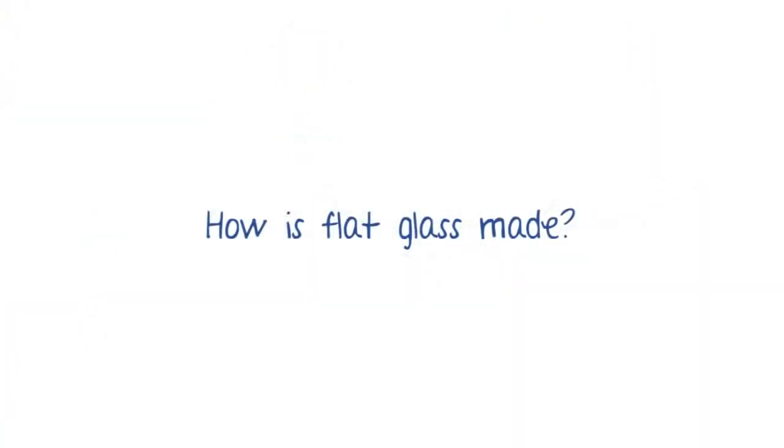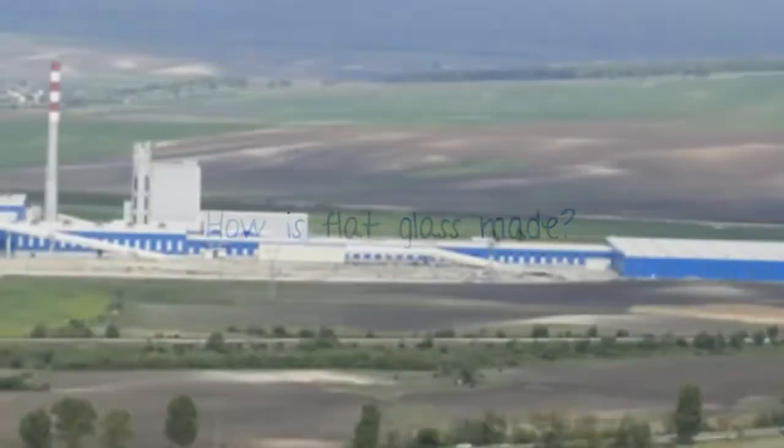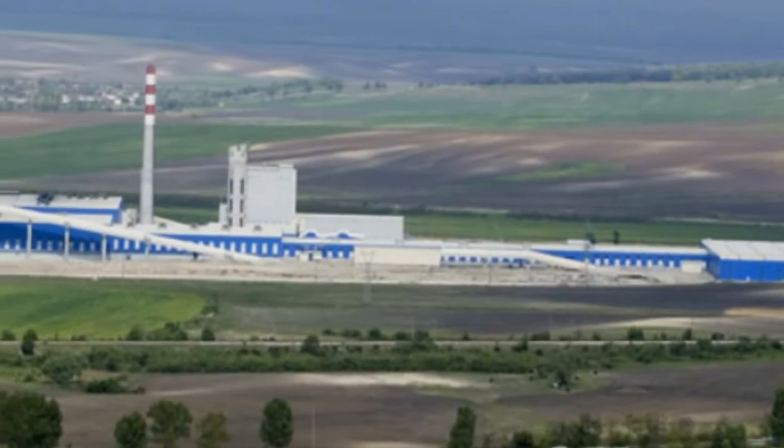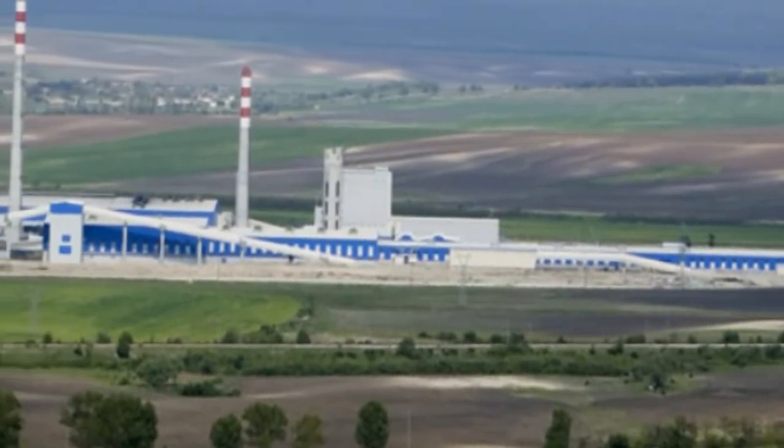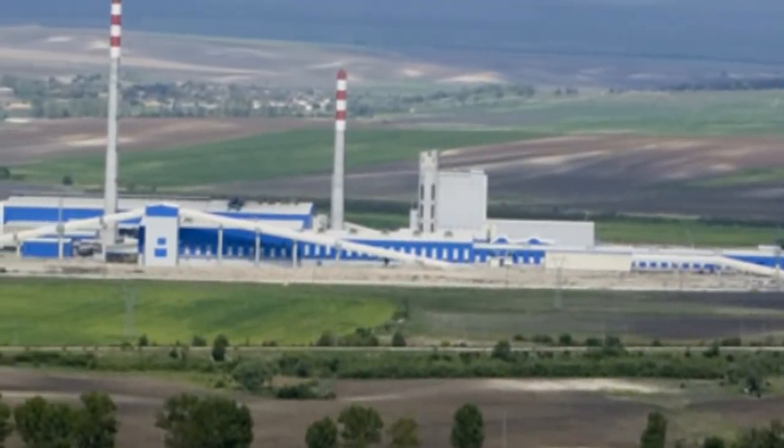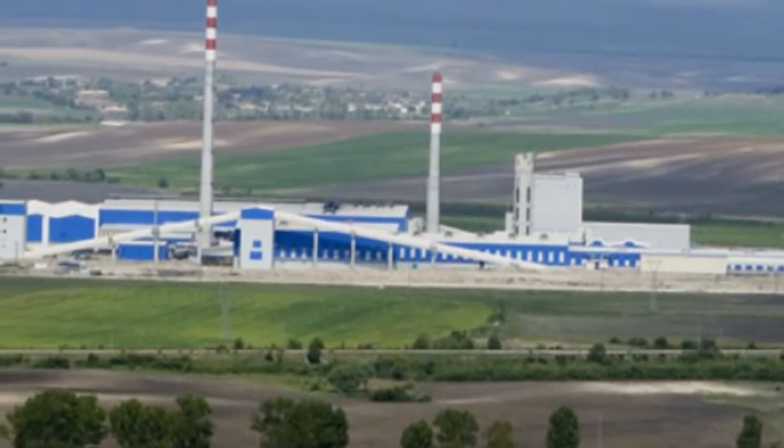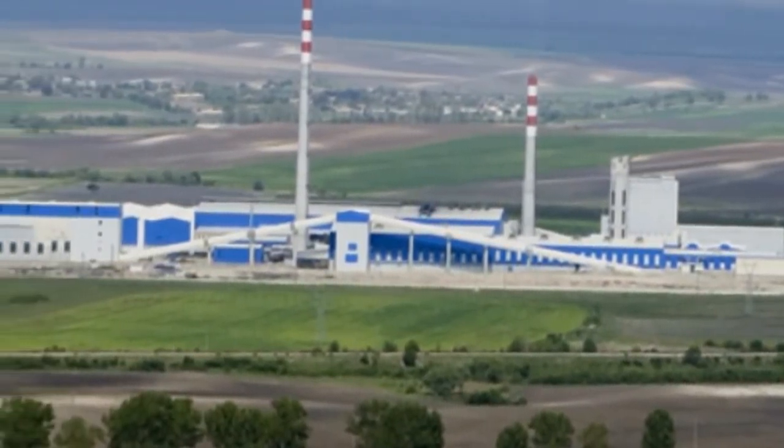But how is flat glass made? Today, almost all flat glass is produced through the float process. This is the most advanced and efficient technique to obtain a high-quality product.